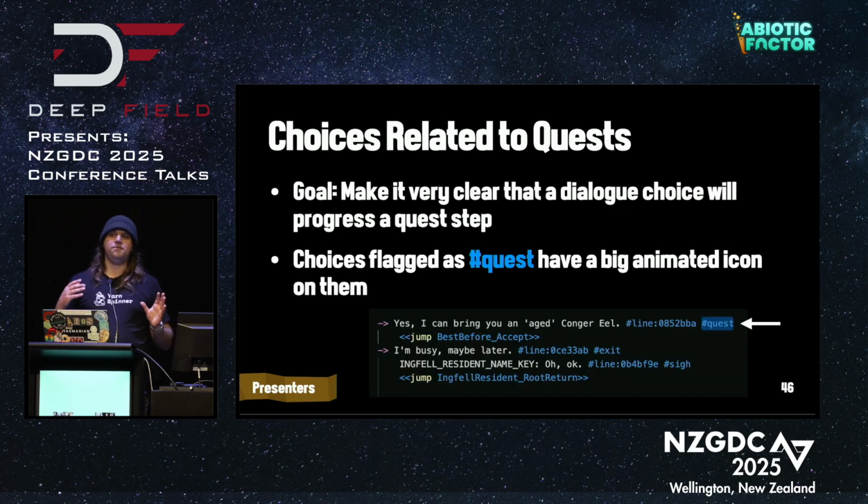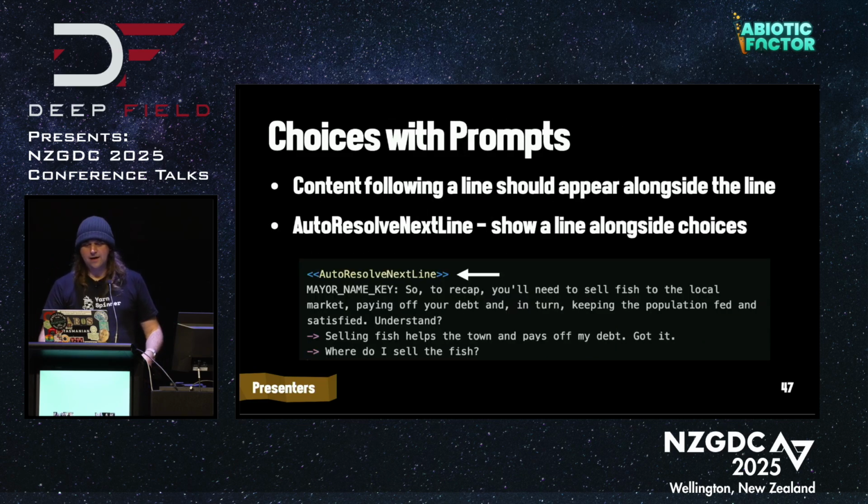Additionally, they wanted to make sure that choices that advance the game's story are very, very easy to recognize. So choices that have a quest hashtag have a big, blinking, animated icon on them to go, yes, you want to click on this one. Content following a line should appear alongside that line in Dredge, and so they did this in a kind of hacky way, which is they have a command called auto-resolve next line, which basically means insert a spacebar press immediately after the line finishes appearing, and that causes the options to appear, which I thought was very funny.